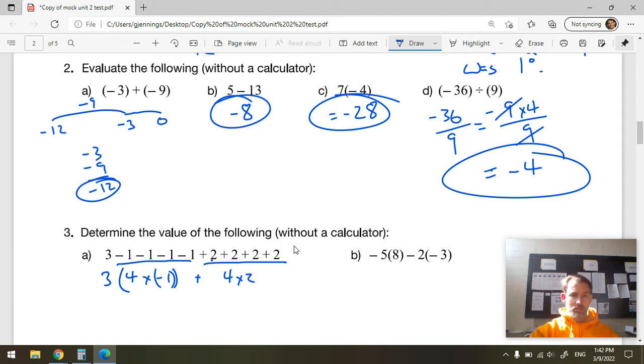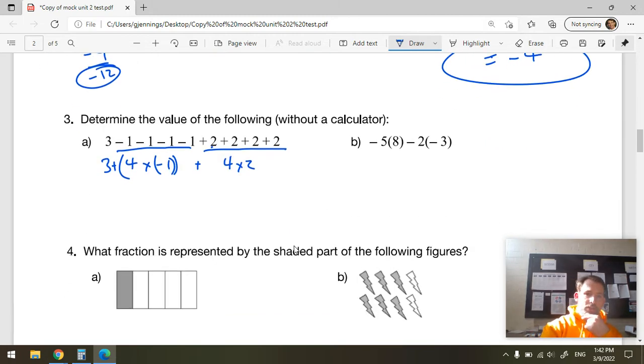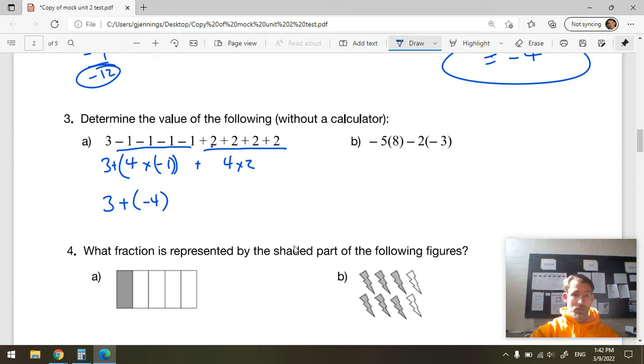And then this is 3. We'll say 3 plus that, because it's 3 plus negative 4. Okay, so that's one way to do it. Or you can just add together. 3 minus 1 is 2. 2 minus 1 is 1. We're at 0. We're at minus 1. And then we add 4 2's. That's add 8. So we get 7. So this is 3 plus negative 4 plus 8. 3 plus negative 4 is negative 1 plus 8 is equal to 7. There, final answer. This one here, we got to do BEDMAS.